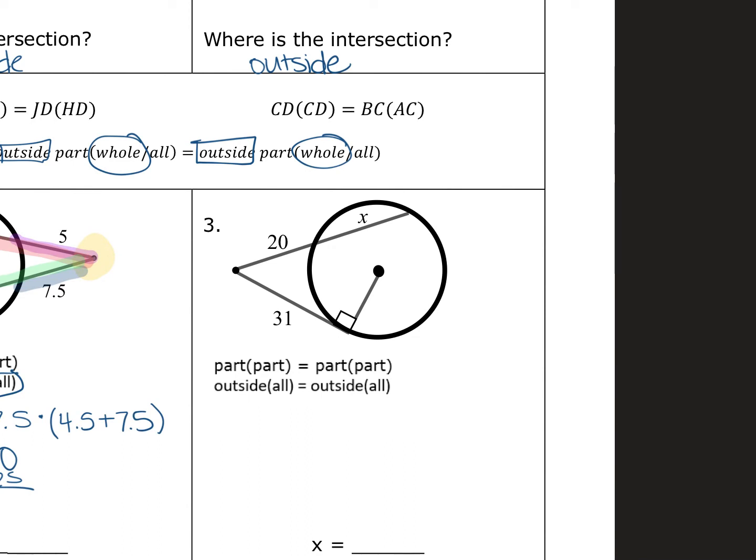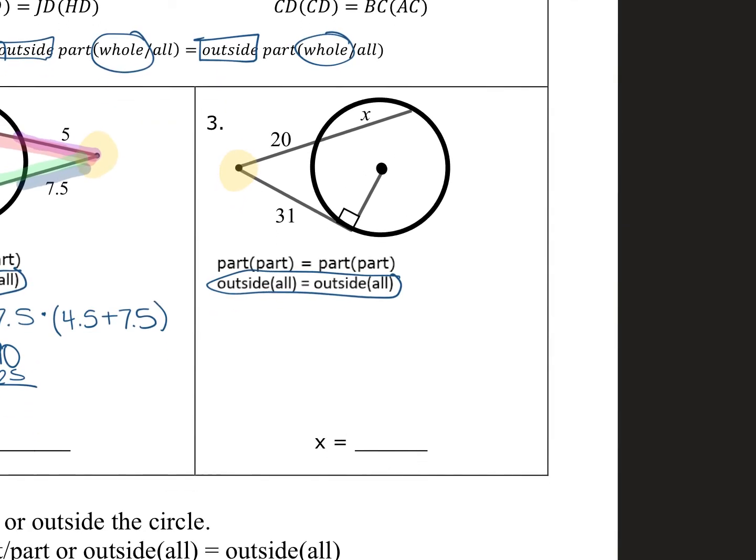And then number 3 is slightly different. We're still using the same formula because our intersection is on the outside again. So we are going to use the outside times all equals outside times all. Let's look at both of our lines again. So for the top line, the outside part is 20. So we've got 20 times, and then the whole entire line is 20 plus x. Remember, you need to be adding that, not multiplying it. Equals, and then we can do our other line.